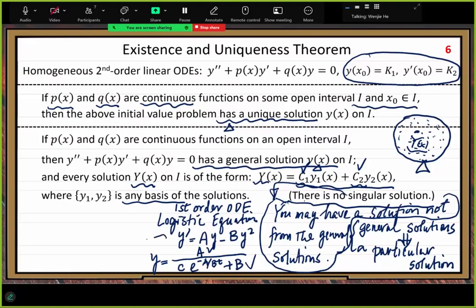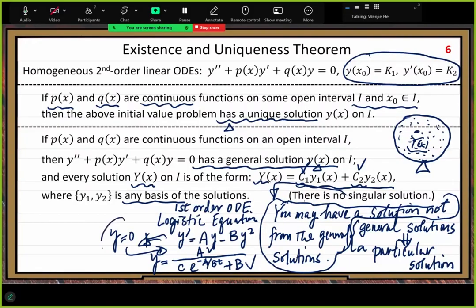But this equation has a special solution, y equals 0. You can see if you plug in y equals 0, it is a solution, right? But you cannot get the y equals 0 solution from this general solution, because capital A is non-zero. The numerator is non-zero, so whatever the denominator is, the whole number cannot be 0.